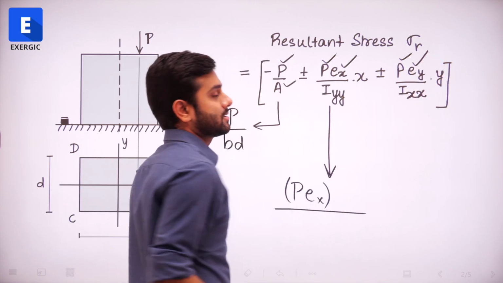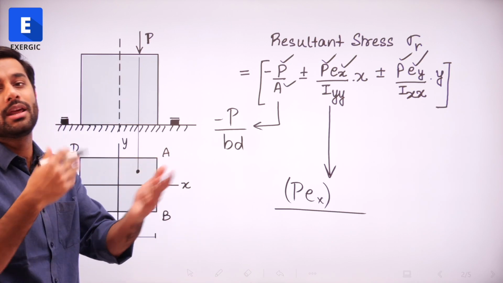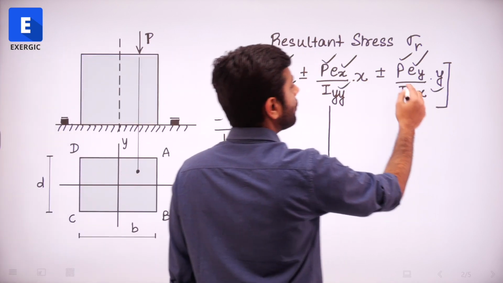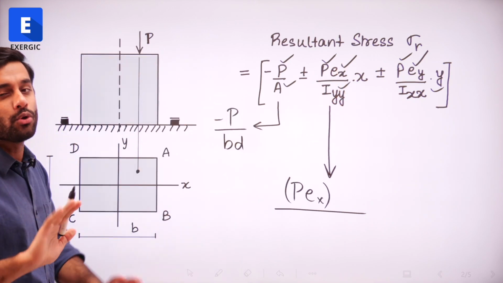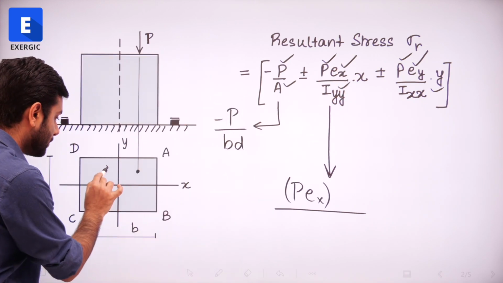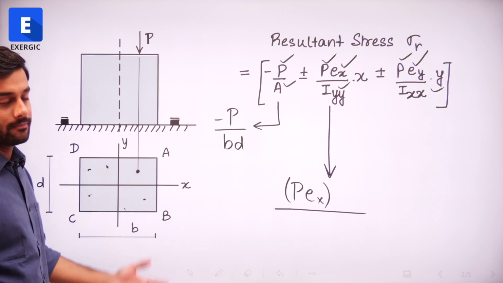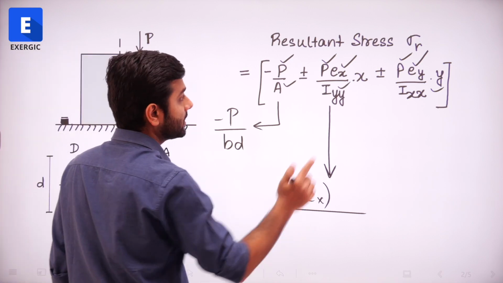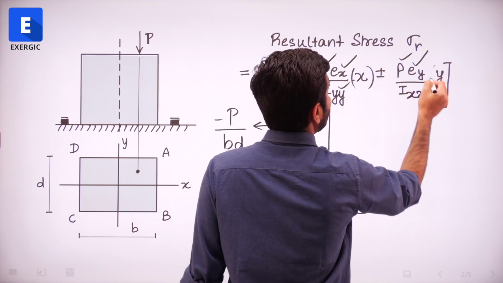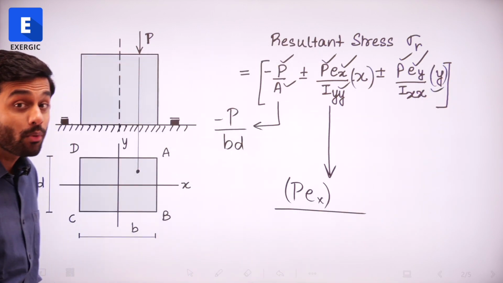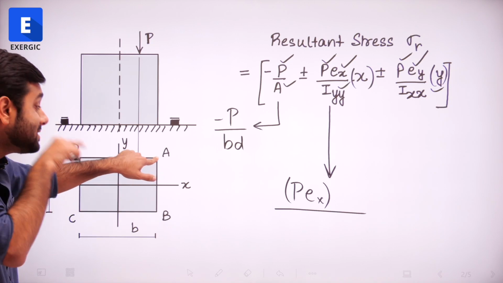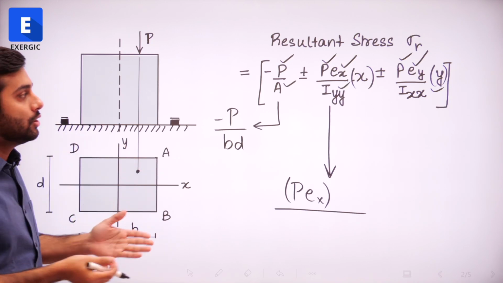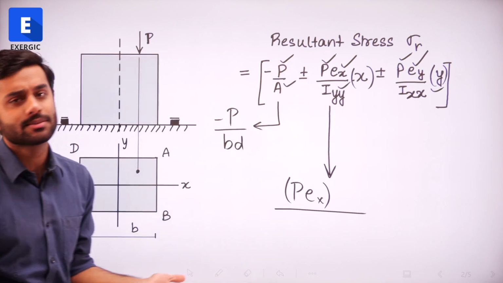IYY and IXX, both of them are going to be constant: BD cube by 12 and DB cube by 12, right? So these are also constant. All these things which I have ticked, they don't matter. They don't depend upon whether you want to find out stress here or here or here or anywhere, right? But what are the two things that will depend upon that? Two things that will depend upon that are X and Y. At which point you want to find out the value of stress, the X coordinate and Y coordinate of that point you have to feed here and then solve and then get the expression.